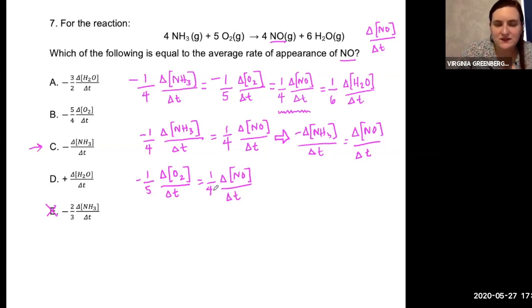So if we were just interested in the delta NO over delta T, what we'd have to do is multiply both sides by 4. And so we would end up with negative 4/5 delta O2 over delta T being equal to our delta NO over delta T.